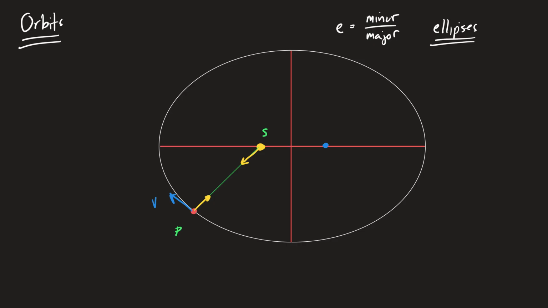As we get further away, the force of attraction decreases, as does the velocity of the object. So in an elliptical orbit, the object's traveling the fastest when it's close and the slowest when it's furthest away. And the force of attraction is always changing.